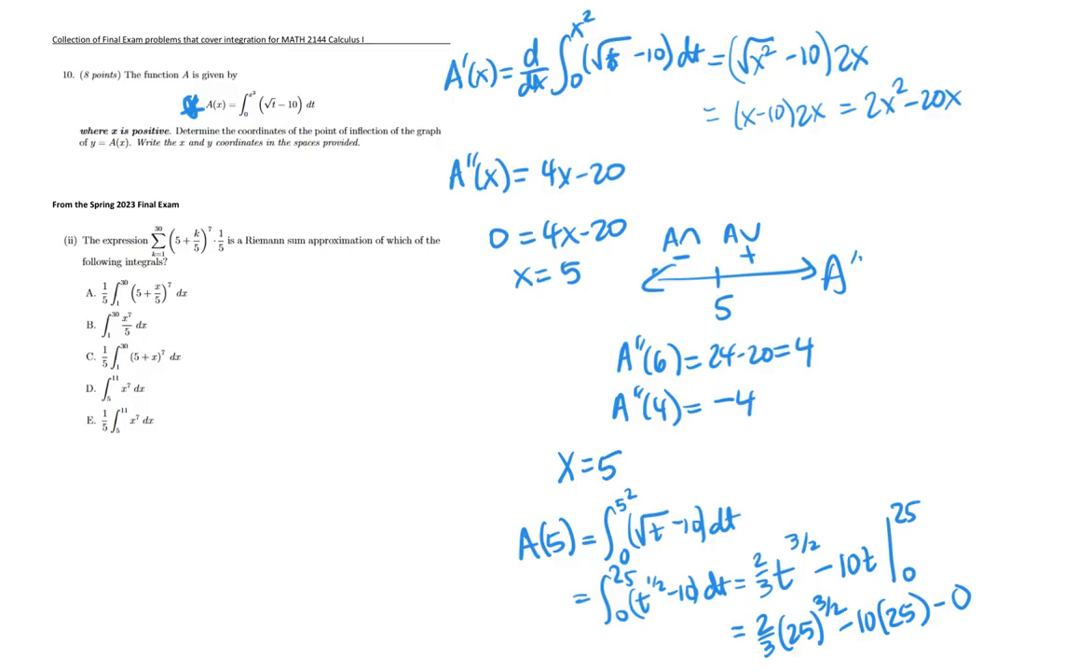Okay, so when I plugged that into my calculator, I got negative 500 thirds. So the coordinates of the inflection point are going to be 5, negative 500 thirds.